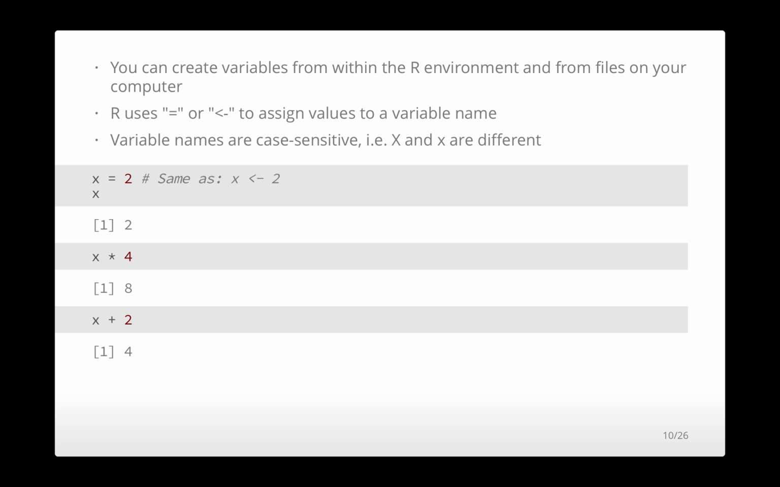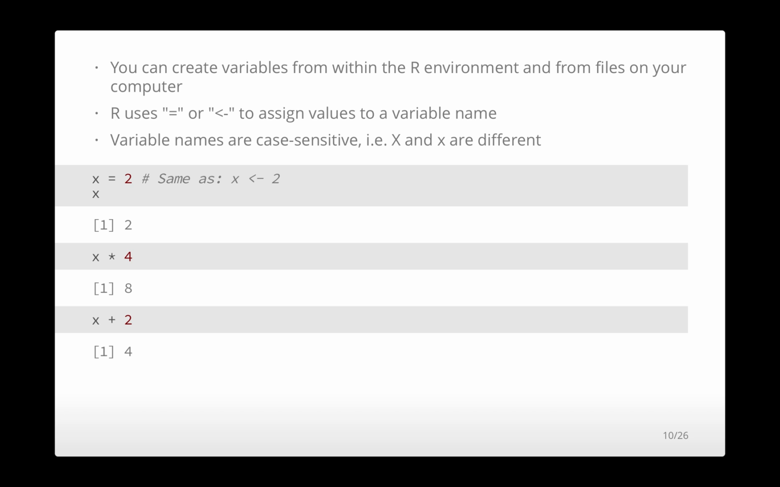Variable names are case sensitive, so X and little x are different. Some people really believe the arrow is the way to do it because it makes sense: it is a one-way operator. You assign 2 into X. It's not two-sided. You cannot say 2 equals X. That does not work, right? The left hand side is important. I think in Code School's Try R, they might have shown both ways as well. So X equals 2.